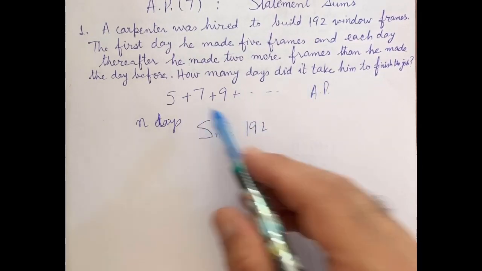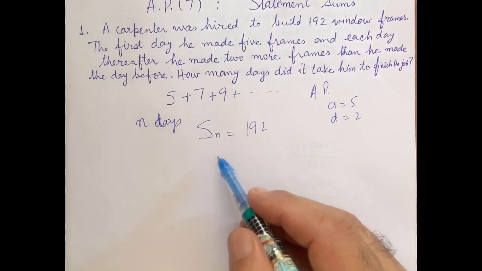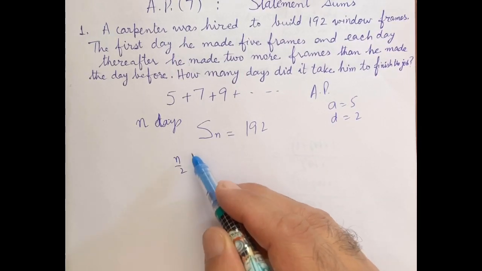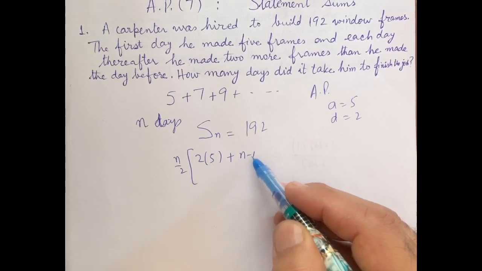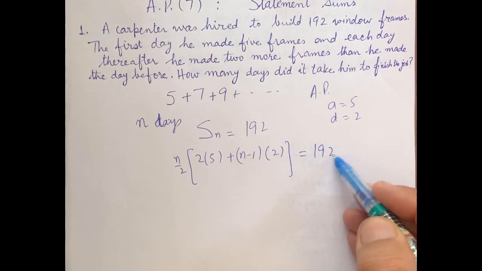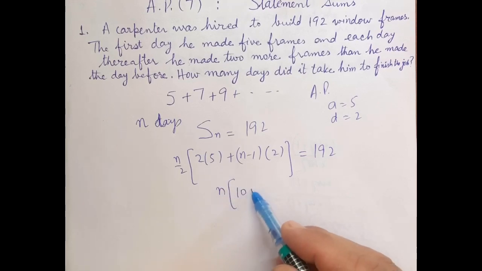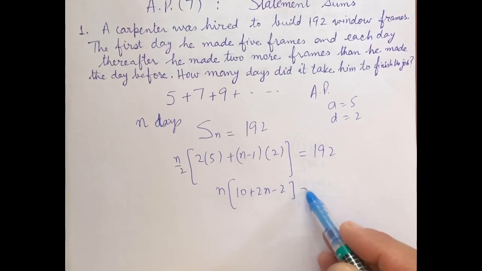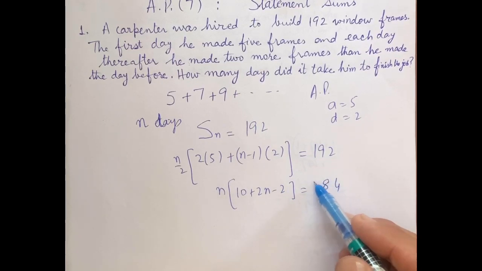So this is an AP with first term 5 and common difference of 2. Sum of n terms is n by 2 into 2a, that is 2 into 5 plus n minus 1 into the common difference of 2. This is equal to 192. So this is n into (10 plus 2n minus 2), equal to 192 into 2, which is 384.